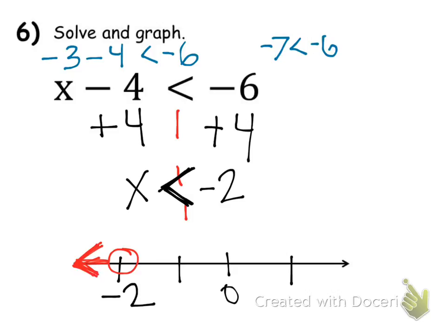Okay? So if you are someone who likes to check your work, that's how you could check your work. Okay? Pick a spot from your graph that's shaded. Pick a number. Plug it into the original equation for the x, and then see if the inequality you get is true. -7 is less than -6. Remember, the bigger the negative, the smaller the value of the number. What are your questions?